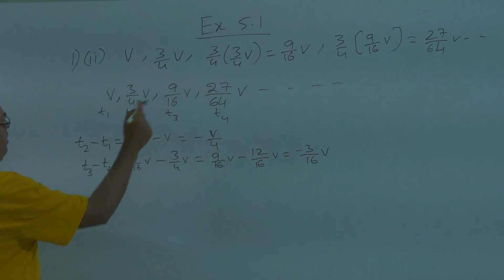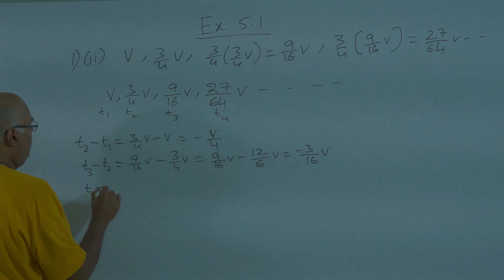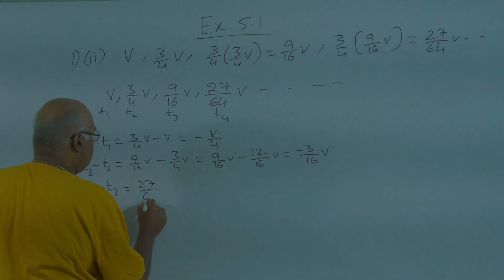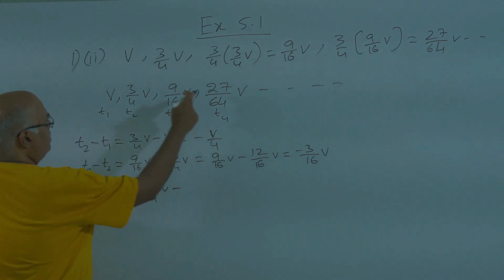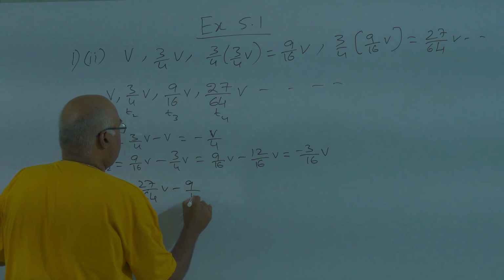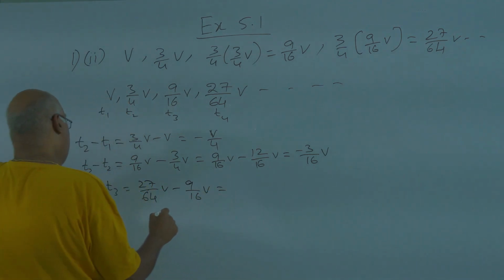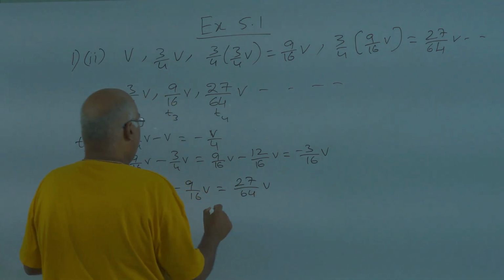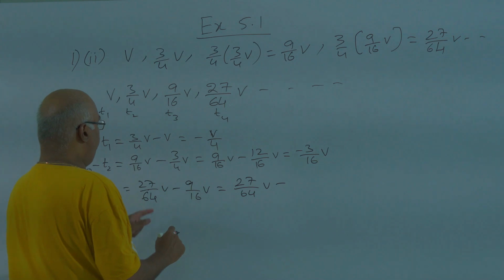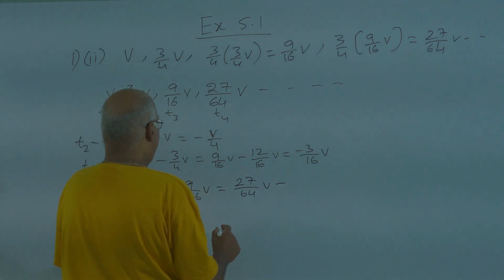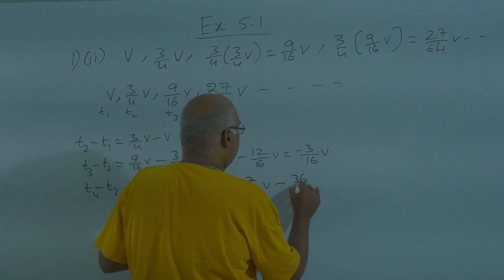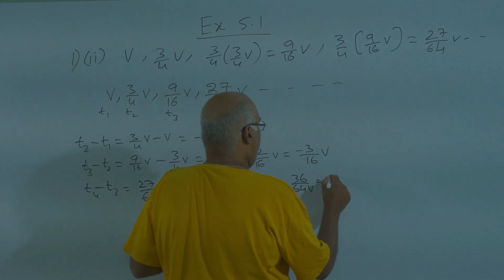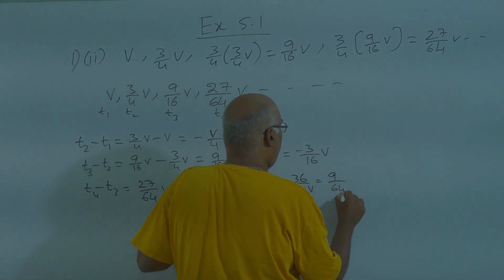Now let us take T4 minus T3. That is 27 by 64 V minus 9 by 16 V. Multiplying numerator and denominator by 4, 9 fours are 36, so this is 27 by 64 V minus 36 by 64 V, which is equal to minus 9 by 64 V.